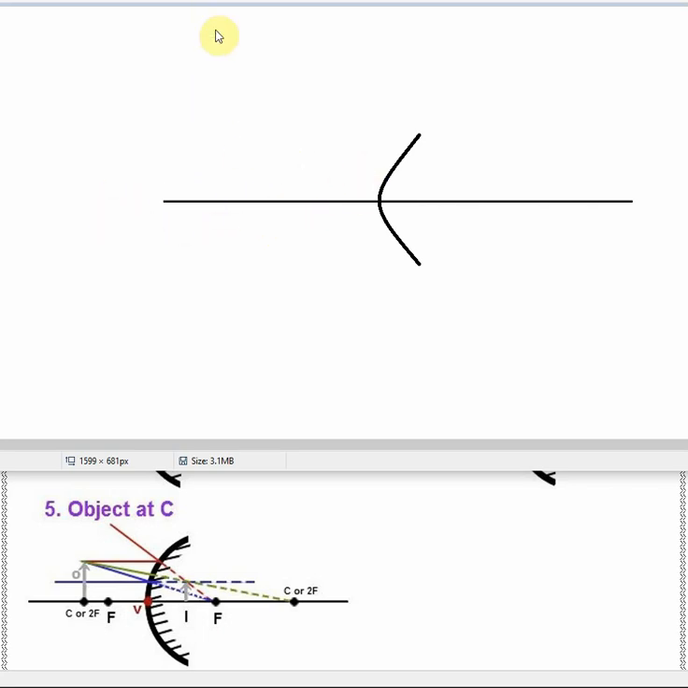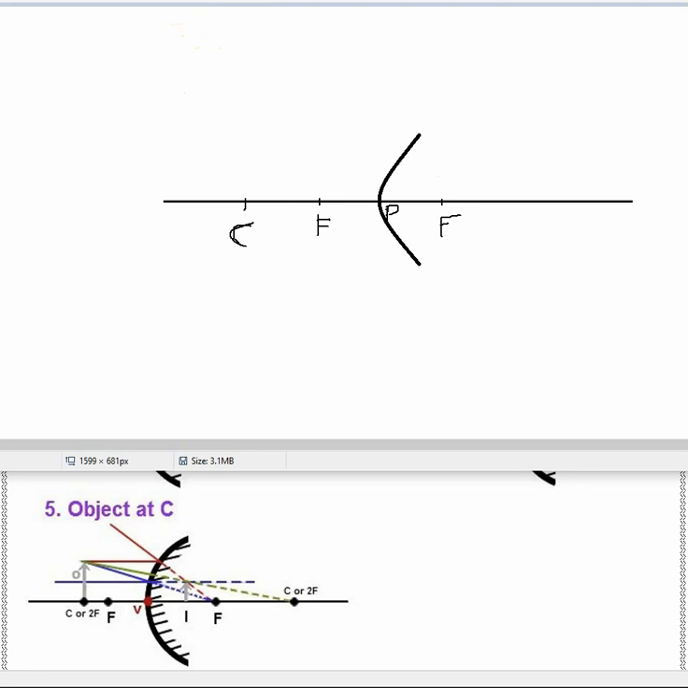Okay, now we'll mark the points. First is the pole, then the focus, then with the same length the center of curvature. Behind the mirror we need the focus only, because no image in case of convex mirror forms beyond the focus. So we need only the focus behind the mirror.